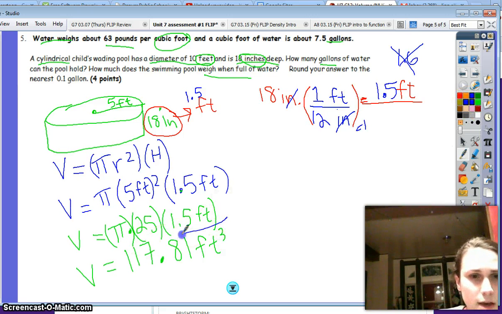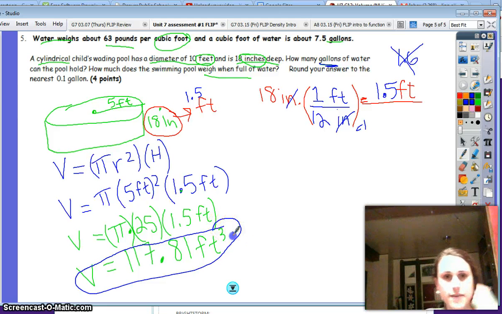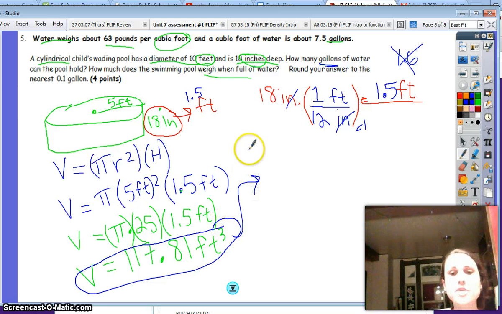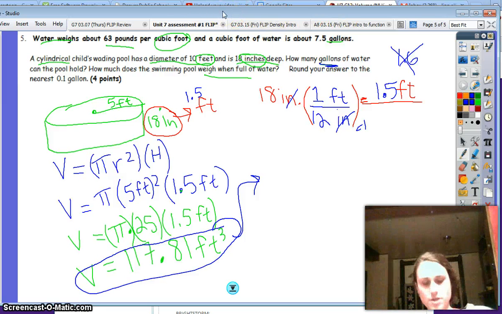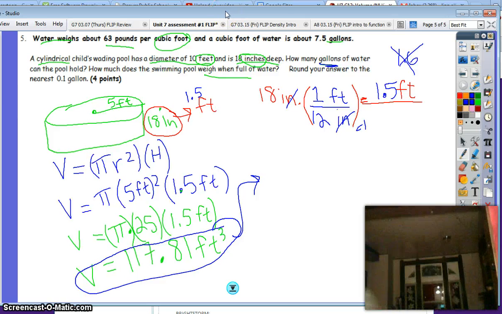That's really cool, but it's not what the question's asking. That was a terrible circle. Okay, whatever. I know that this is the volume of the pool in cubic feet. The question's asking me to find how many gallons of water can the pool hold. So I need to convert this cubic feet to the measurement of gallons. Now I'm told that 1 cubic foot of water, so that's a box essentially measuring 1 foot by 1 foot by 1 foot, within that box I can fit 7.5 gallons. I'm trying to think if I have a gallon of milk in my fridge. Let me check.